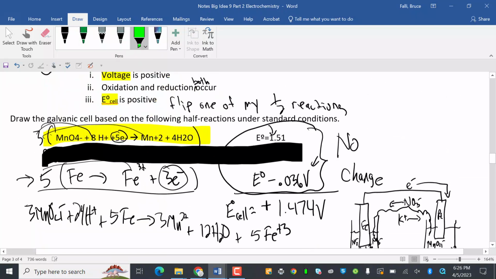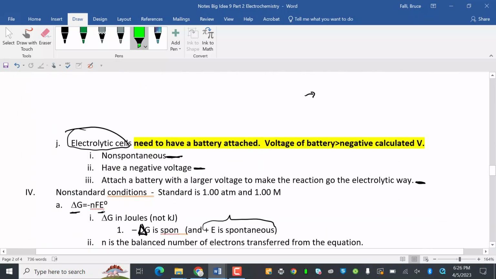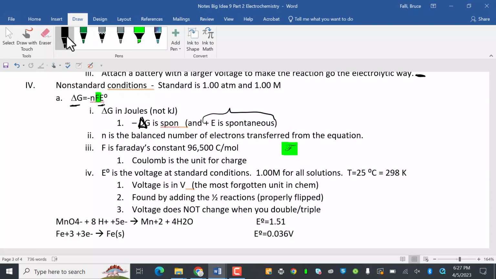The one up here had 15, right? 3 and 5 was 15. So that's where that number comes from. F is Faraday's constant. So this F right here is often shown as the fancy F. That's Faraday's constant, and that's 96,500 coulombs per mole. That's just a constant. Coulomb is the unit for charge. E is the voltage at standard conditions. Everything's got to be 1 molar. Temperature's got to be 25 degrees Celsius, 298 Kelvin. Voltage is in V, and people forget to put the unit volts on there.